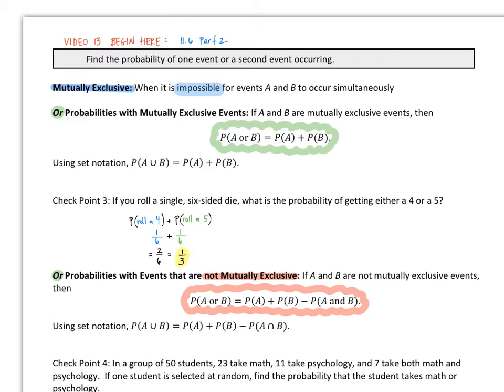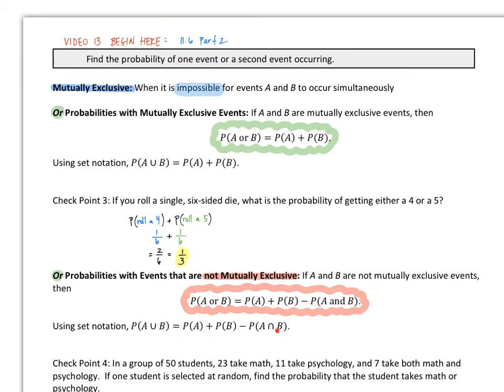Okay, so then our next thing that we need to talk about is, what happens if they are not mutually exclusive? So we're going to look at OR probabilities with events that are not mutually exclusive, meaning that they can occur at the same time. If A and B are not mutually exclusive events, then our probability is going to look just a little different. If I want to know the probability of A or B, I'm still going to take the probability of A, add that to the probability of B, but then I'm going to subtract the probability of A and B, the probability that they're both occurring at the same time.